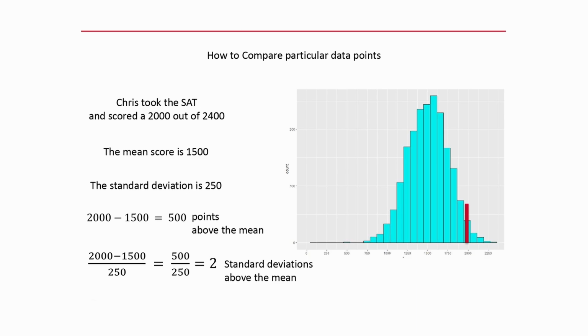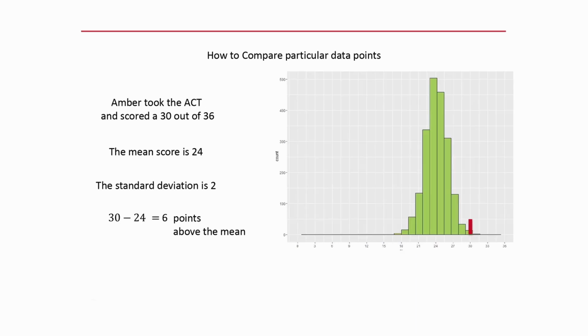And like I said, that looks like it's pretty good, because if you look at the graph, Chris did better than most people. There are some who did better, but not many. Now if you rinse and repeat that for Amber, Amber was 6 points above the mean. That is, her score of 30 minus the mean score, 24, gives you 6. And since a single standard deviation is 2, that makes Amber 3 standard deviations above the mean. That is 6 divided by 2 gives you 3.